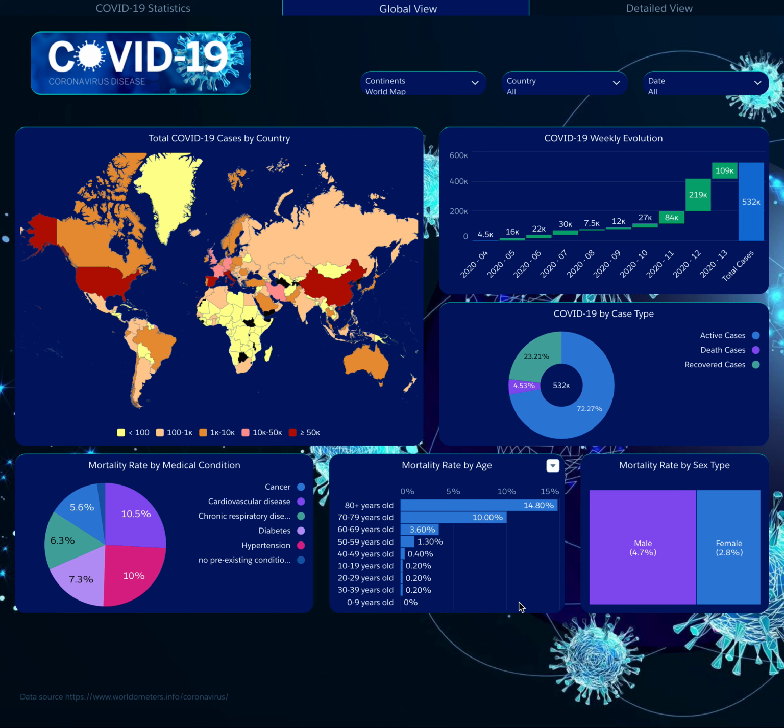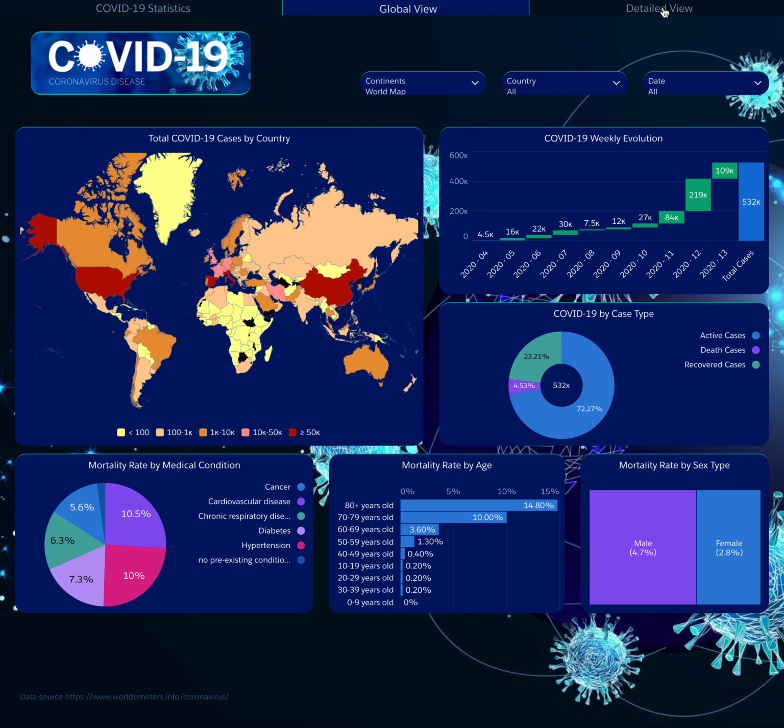Moving to the mortality rate, we can identify that the higher the age, the higher the risk of getting this disease out of control, unfortunately. And people under 50 have a higher chance to survive this disease. Mortality rate by sex type: these numbers are the percentage of mortality rate confirmed. So we've got 4.7% in male and 2.8% in female.